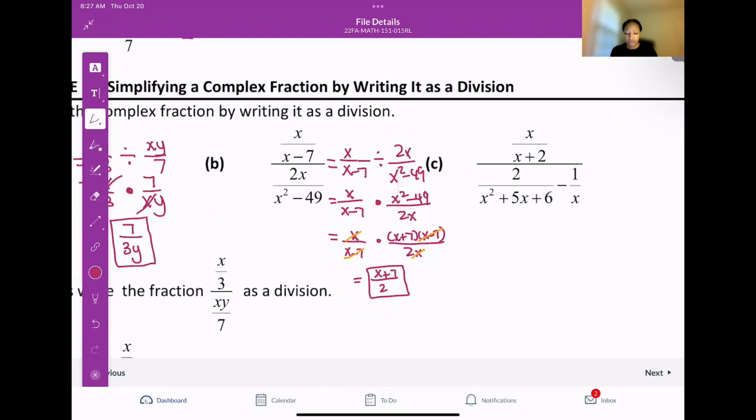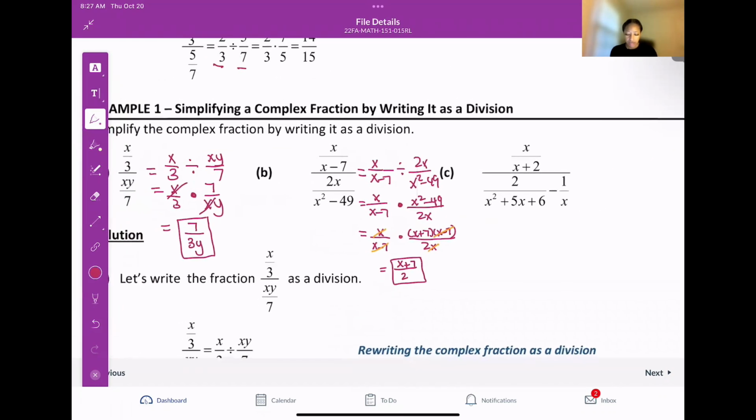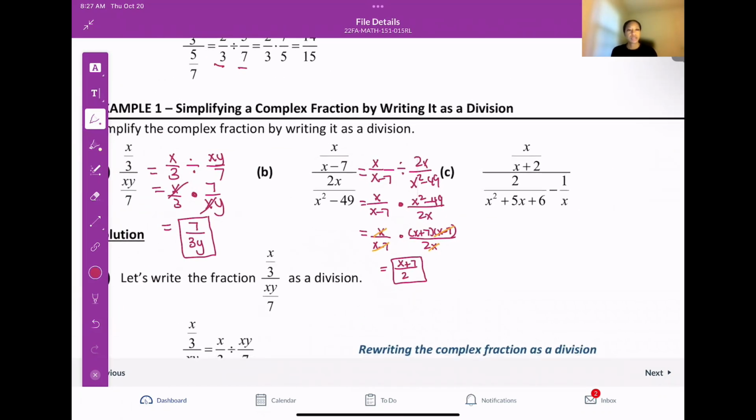All right, I'll pause really quickly. So again, what are we doing here? We're taking the complex fraction and rewriting it using our other division notation, the numerator divided by the denominator, then do keep, change, flip, and use our techniques that we learned for multiplying fractions to simplify. All right, now for something like part C, these are the more challenging ones, but they're still doable.